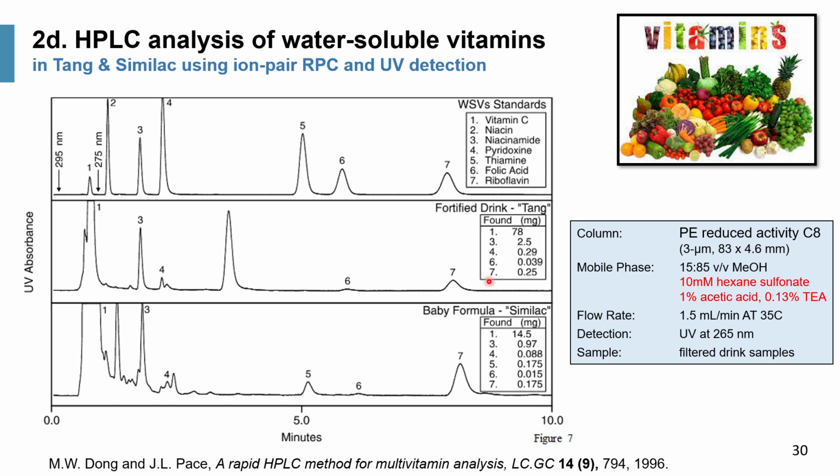Once again, another application published on the HPLC analysis of water-soluble vitamins using ion pairing. At that time, the column was modified by adding TEA to suppress the silanophilic activity. Today, obviously, there are better columns being made, and you don't need this type of masking agent, just triethylamine, to suppress it. Anyway, that was developed in support of a multivitamin analysis system shown here.